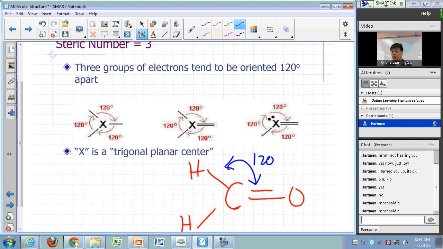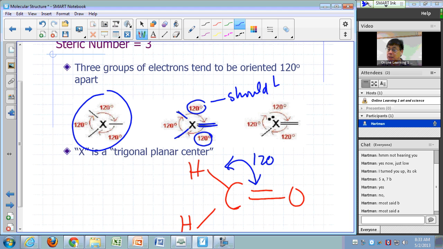Okay? Now, it's going to be exactly 120 degrees if all the groups are identical, but in this particular case, this double bond is a little bulkier than the single bonds. So these two angles here are actually going to be slightly larger than 120. Okay? So this should be slightly larger than 120.